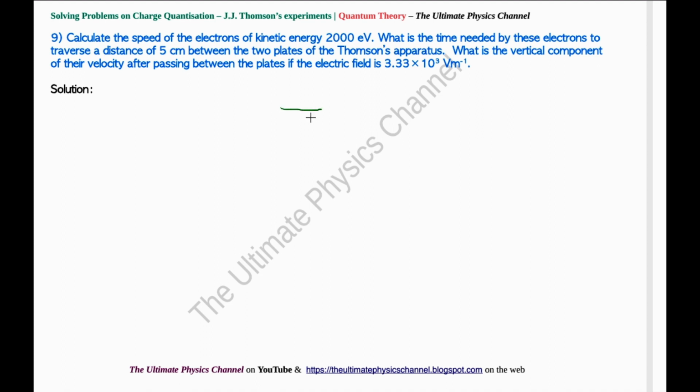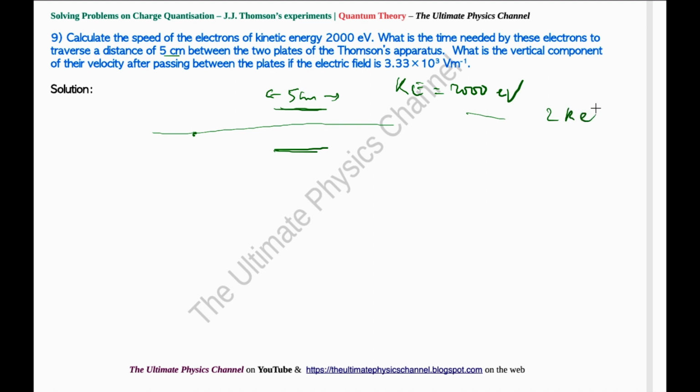So we know that in the Thomson's apparatus, the electric field is applied between these two plates and the distance is 5 centimeters over which this is done. That is given here. The kinetic energy of the incoming electrons is given as 2000 eV. What is the time needed by these electrons to traverse a distance? Since the kinetic energy is small, that is 2000 eV only, 2 kV, we can easily use non-relativistic calculation.